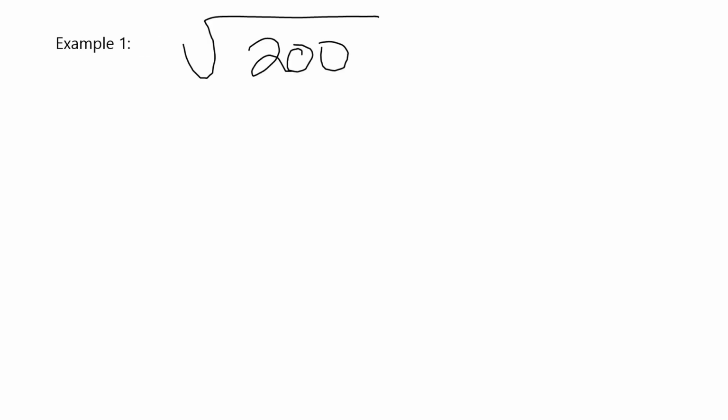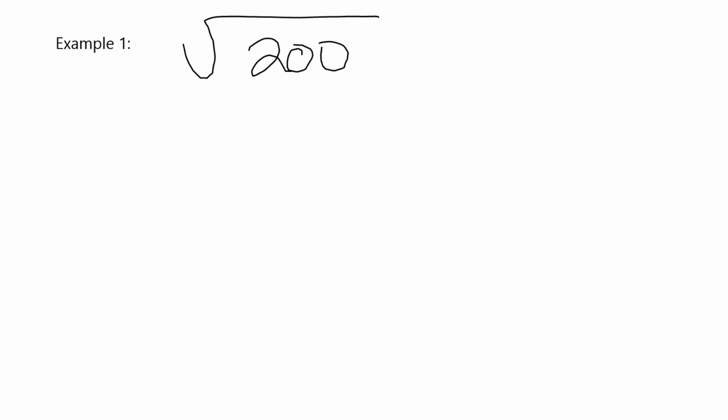This video is on simplifying radicals. To simplify radicals, you need to determine what perfect squares are in that number. The easiest way to do that, especially if you cannot recognize perfect squares, is to do a prime factorization tree.